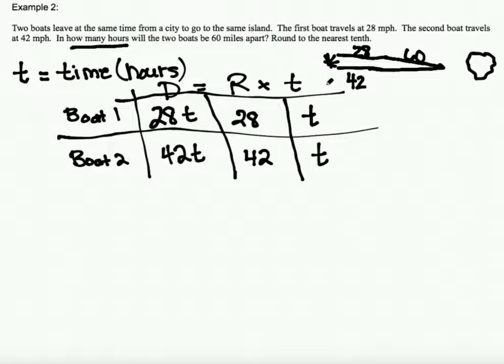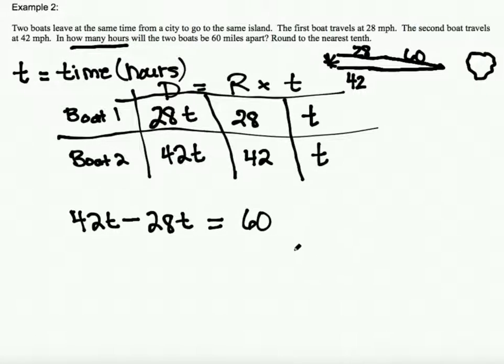Remember, the question is asking us, how many hours will the two boats be 60 miles apart? So what we want to know is, when is the difference between these two different distances going to equal 60? So we're going to take the biggest distance first, the boat that's furthest. The difference means minus in math. So 42t minus 28t. When is the difference between those two distances equal to 60 miles?